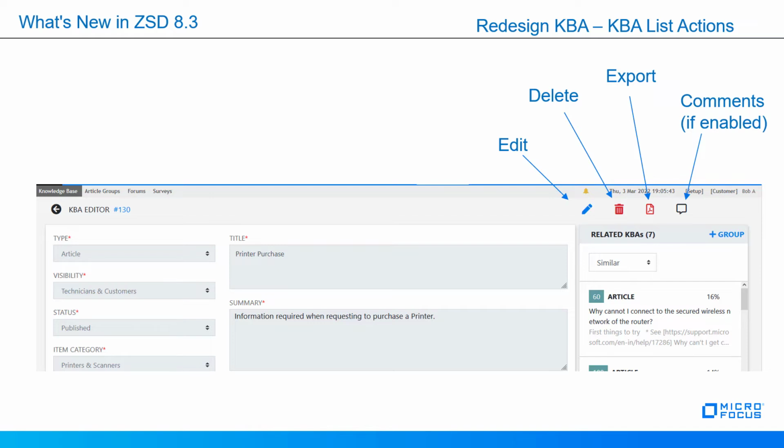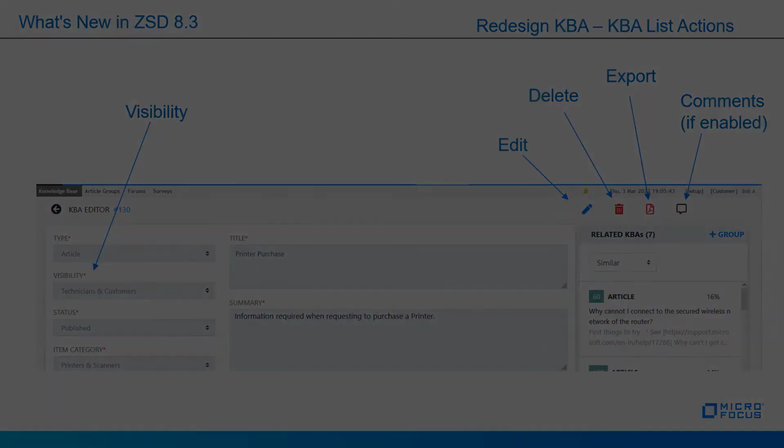Though type cannot be modified after it is initially saved, the visibility, status, item categories, and item types can be modified. The visibility settings can be set accordingly to the technician, customer, and everyone for views of this document.